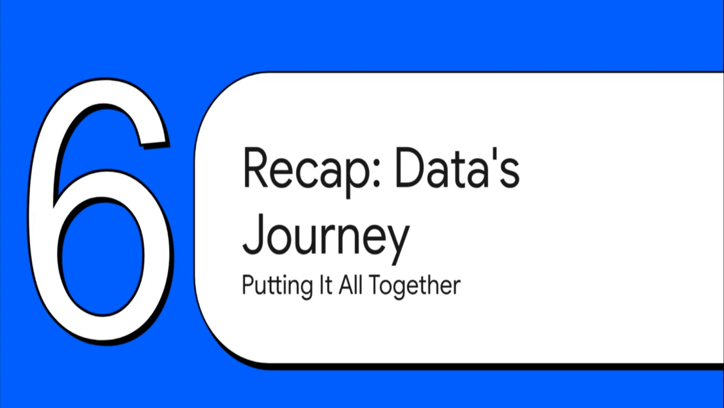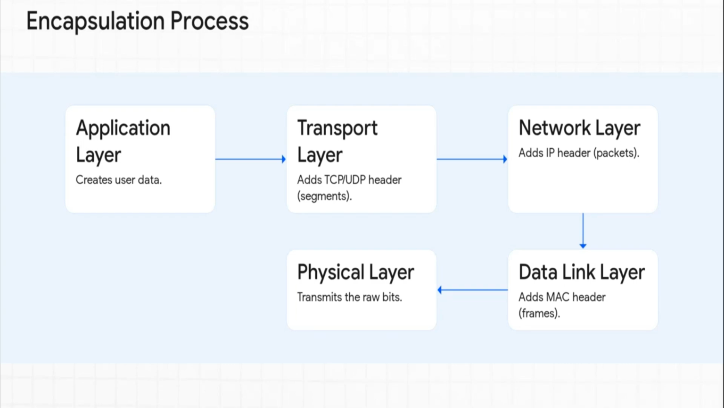Whew! Now, for the most important part of this whole review, let's put it all together so it really sticks in your head for the exam. This whole process of adding a new wrapper or header at each layer, that's called encapsulation. For your exam, you'll want to remember the names for the data at each stage. So you start with data, which becomes a segment at Layer 4, then a packet at Layer 3, then a frame at Layer 2, and finally, just bits on the wire at Layer 1. Each step wraps the one before it, like a set of Russian nesting dolls.